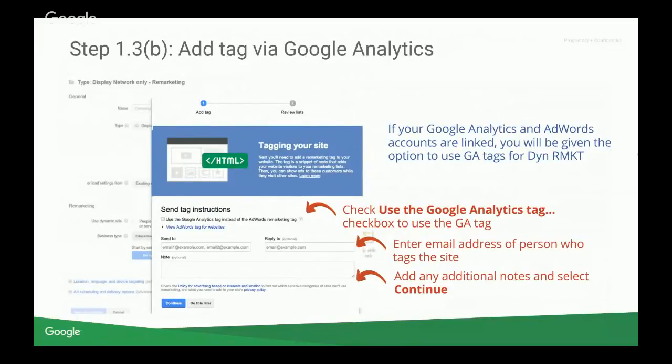Besides just tagging your website through the tag that you can find in AdWords, you can also add the tag via Google Analytics. And of course, as we have probably mentioned at the beginning of our presentation, we'll also be having a volume 2 of how to set up dynamic remarketing, and we'll go into more detail about this in volume 2. Exactly.